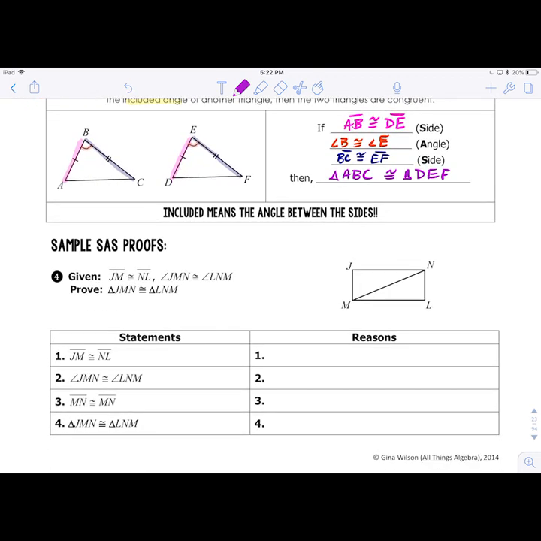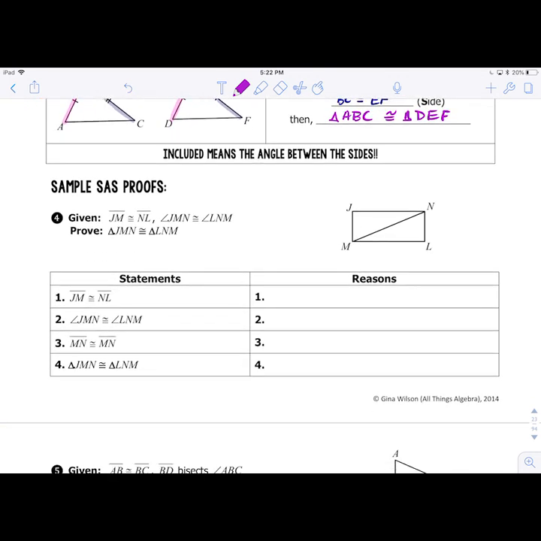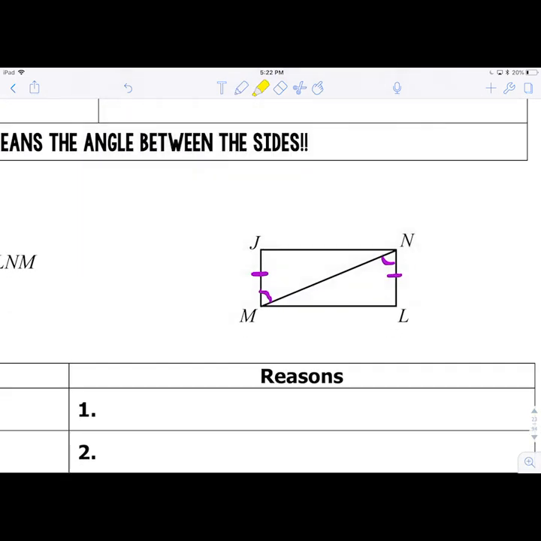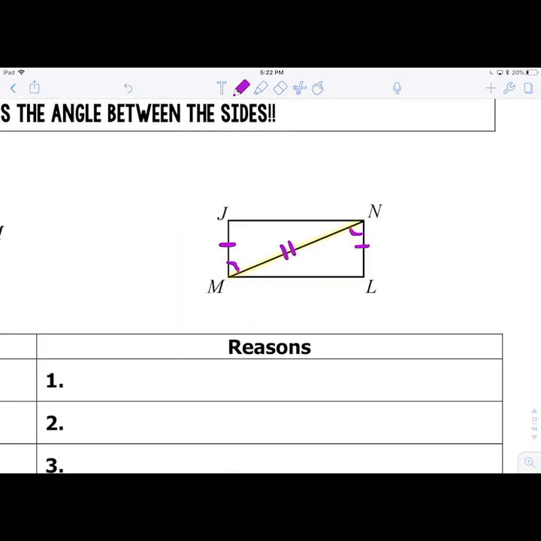So let's take a look here at our first SAS proof. We have that JM is congruent to NL. We also have that angle JMN, which I'm going to put a little arc on right here, is congruent to angle LNM. And once again, these two triangles share a common side, which is side MN. So we know by the reflexive property that MN must be congruent to itself.